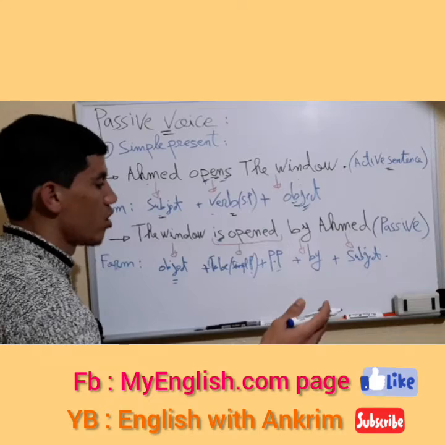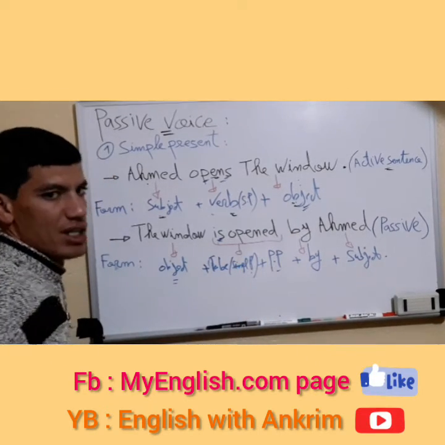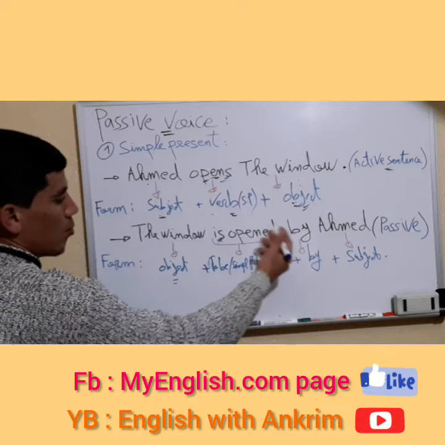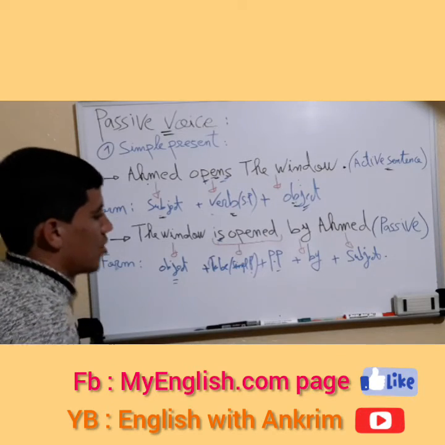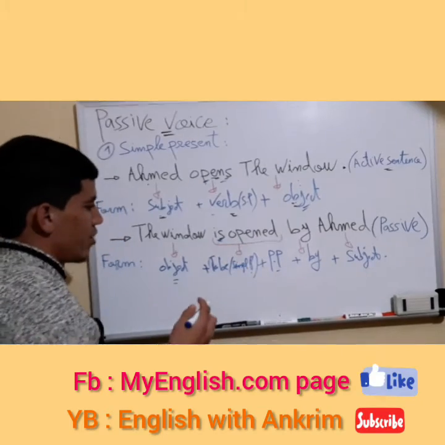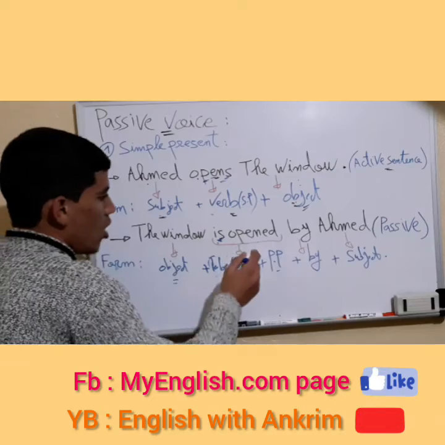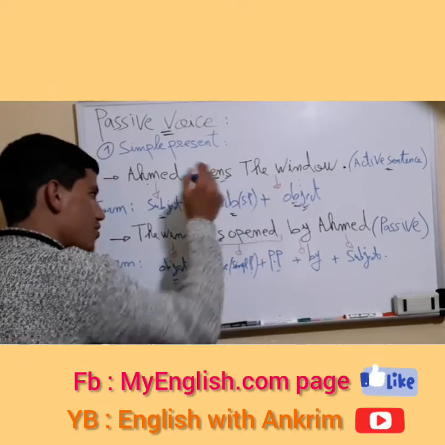Break is an irregular verb, so we have to change it. We don't add "ed" to the past participle. It's "broken". Okay, "broken by Ahmed". Good. So this is very important in the passive sentence. We have the verb to be in the same tense as the original verb, and the past participle of the same verb.